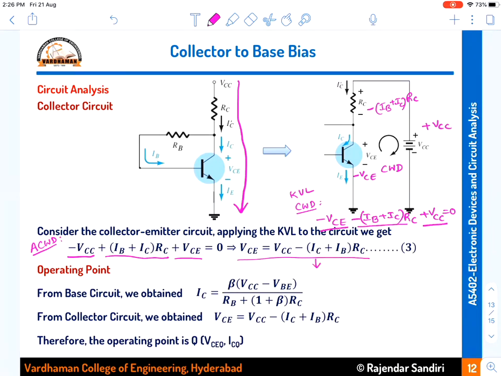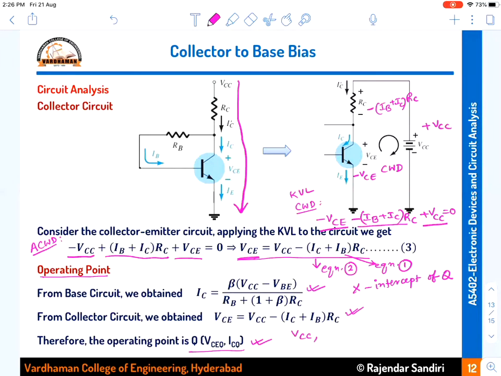IC already we calculated in the previous equation, equation number 2. IB also is calculated in equation number 1. Those two you have to substitute here. Then you will get the expression for VCE, which is the x-intercept of the operating point, x-intercept of Q. So finally I have written what the operating point is. From the base circuit we got IC, from the collector circuit we got VCE, then your operating point is calculated like this. Finally you got the operating point, because all these values are known.